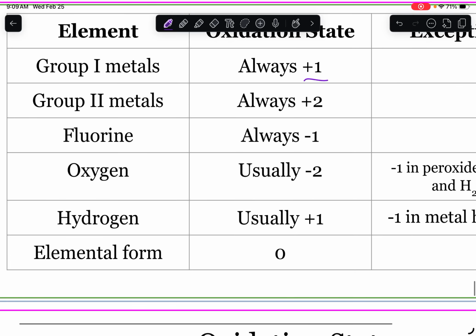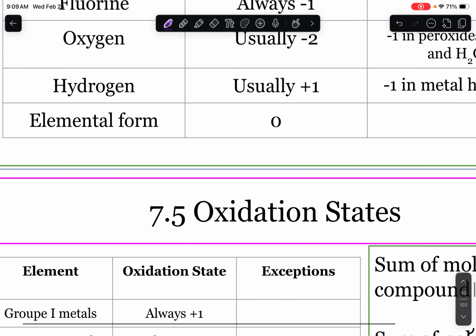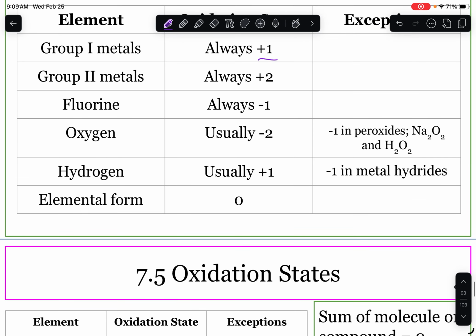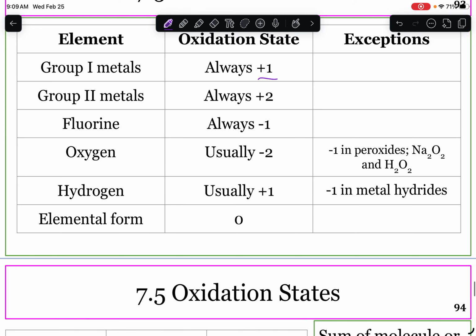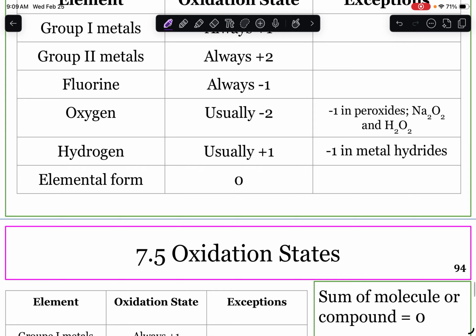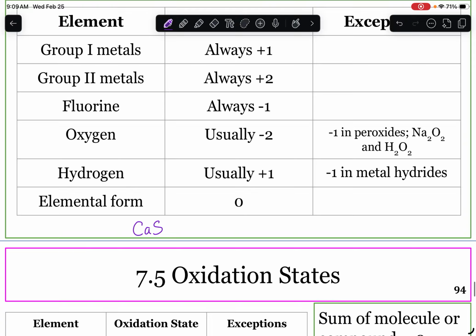Now, any element that is in elemental form has an oxidation state of 0, and we'll talk about elemental form a little bit more later on. Another rule, I guess you could say, is that in any ionic compound, the cation and the anion will match their charges. So for example, if you have calcium sulfide, calcium is the cation and it has a +2 charge, and sulfur is an anion and it has a -2 charge. Those also then match their oxidation states.